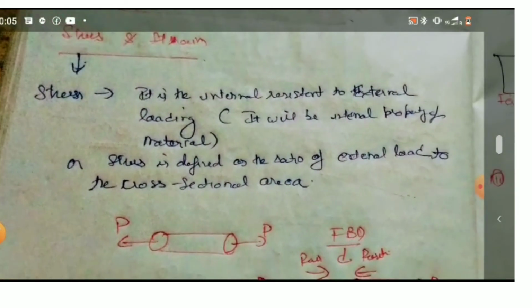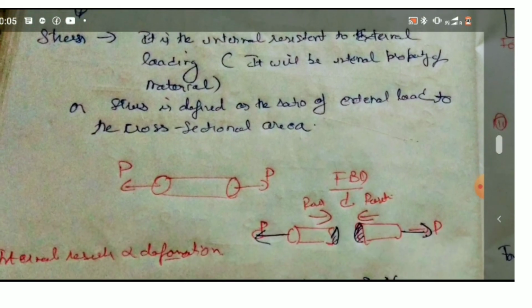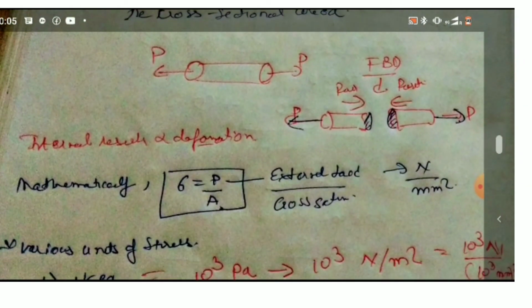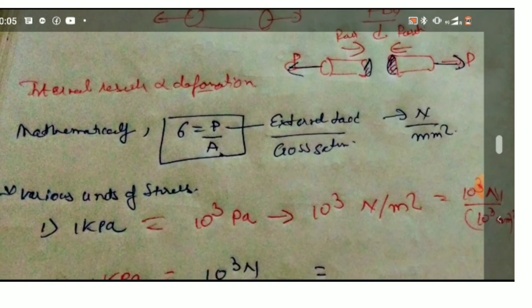All the units are the same, everything is the same. So stress is the internal resistance to the external loading, or stress is defined as the ratio of external load to the cross-sectional area. Mathematically, we write sigma is equal to P by A, where P is the external load and A is the cross-sectional area. The load unit is Newton, and the cross-sectional area is in mm square.